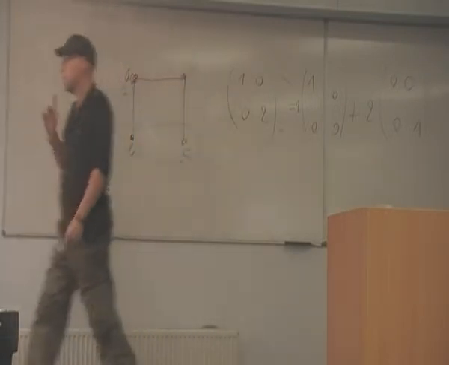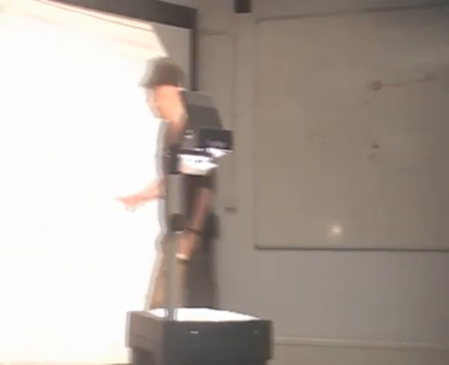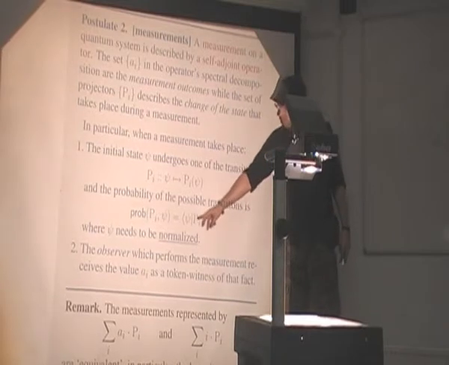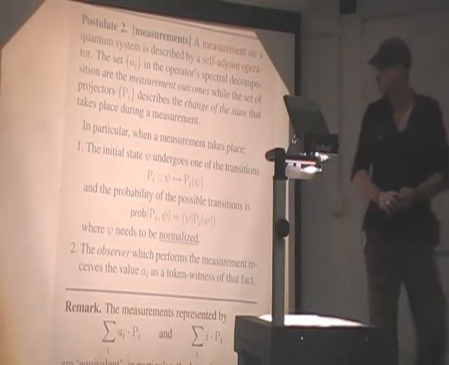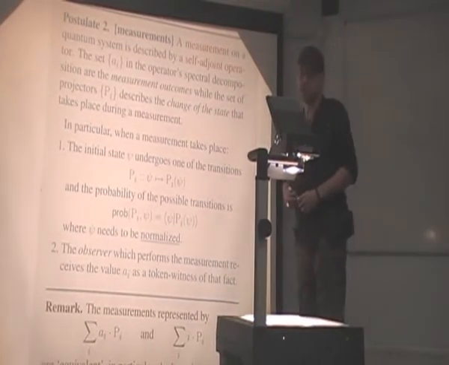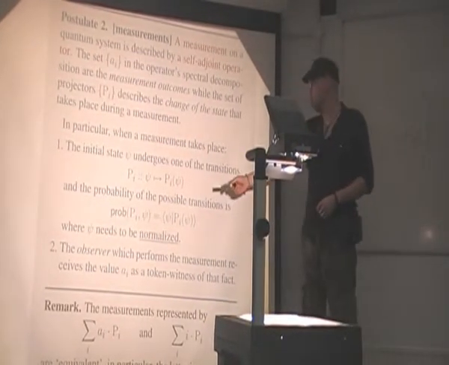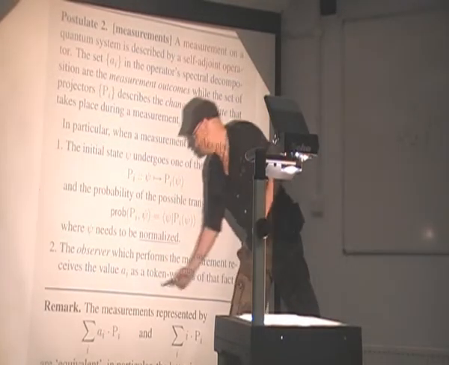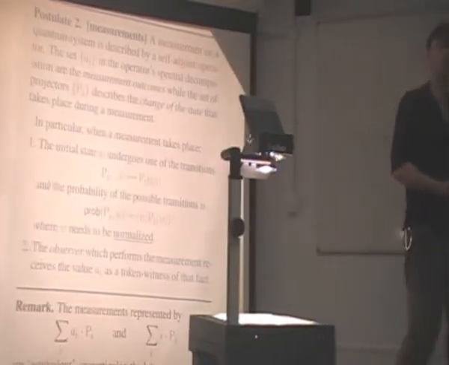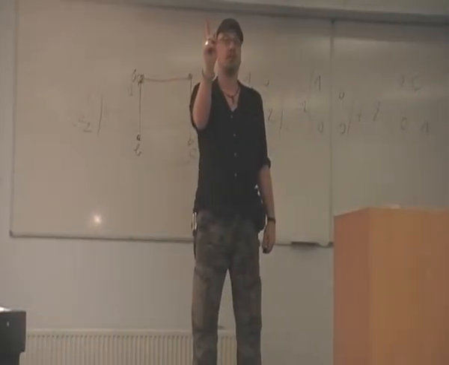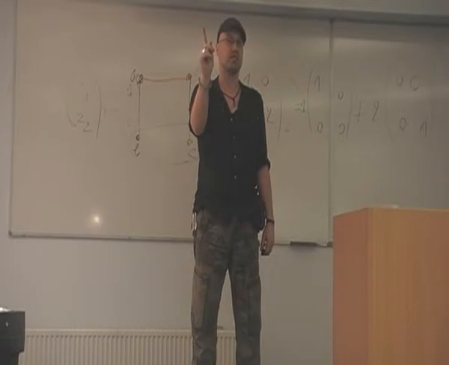That's what happens. The probability that this happens is given by this inner product, where you take your states to be normalized. And then there is this funny thing: the observer who performs the measurement receives the value a_i as a token witness of that fact. So you're doing your experiment, looking at your meter, and you get this value, click. And then you know which of the projectors has happened.